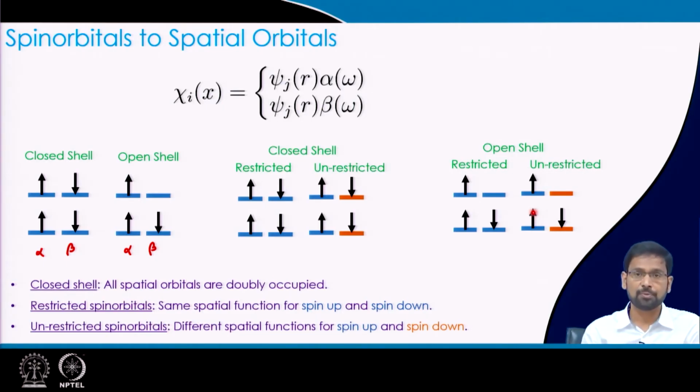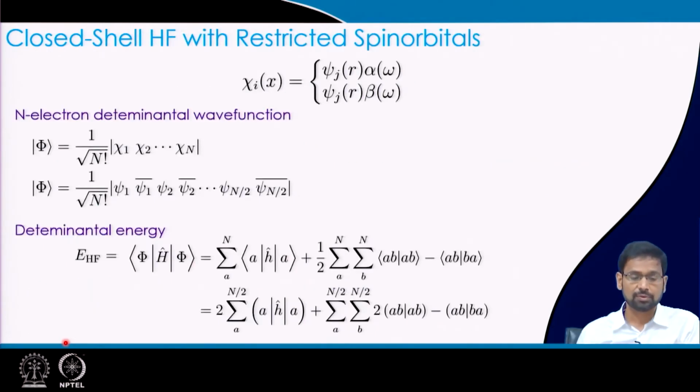However, in our present discussion, we will restrict ourselves to the closed shell restricted formalism. Just to remind you, closed shells are where all spatial orbitals are doubly occupied. Restricted spin orbitals are where we define the same spatial function for spin up and spin down, and when we define different spatial functions for the spin up and spin down electrons, we call those spin orbitals unrestricted spin orbitals. Okay. Now, as I said, we will restrict ourselves to closed shell systems with restricted spin orbitals.